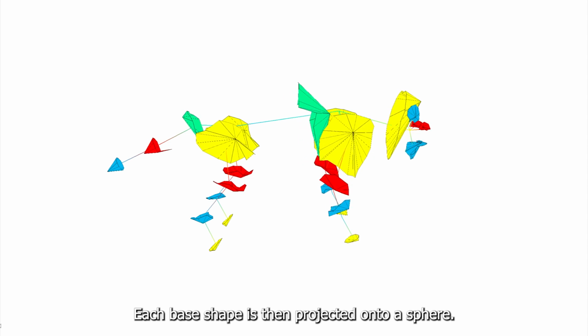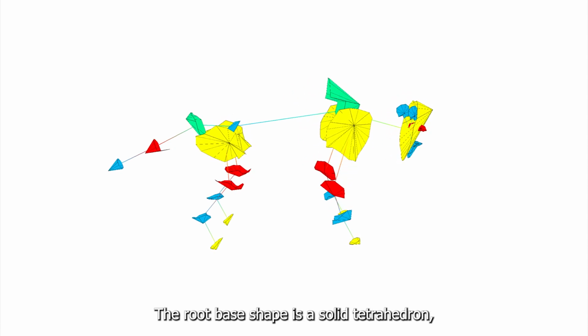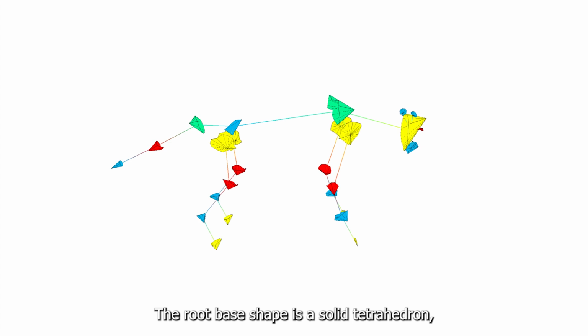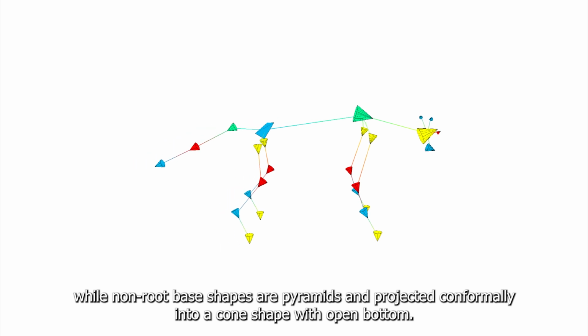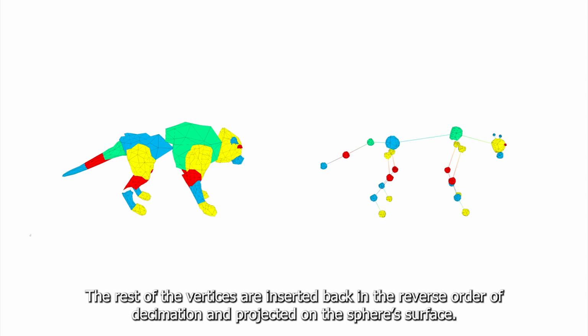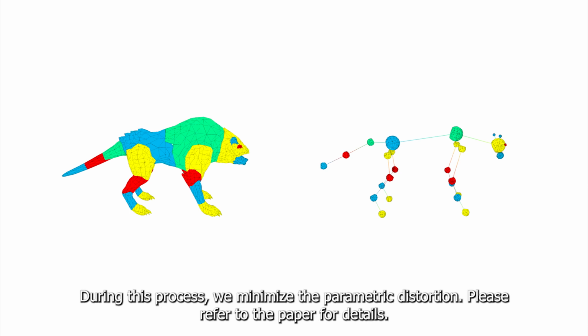Each base shape is then projected onto a sphere. The root base shape is a solid tetrahedron, while non-root base shapes are pyramids and projected conformally into a cone shape with open bottom. The rest of the vertices are inserted back in the reverse order of decimation and projected on the sphere's surface. During this process, we minimize the parametric distortion. Please refer to the paper for details.